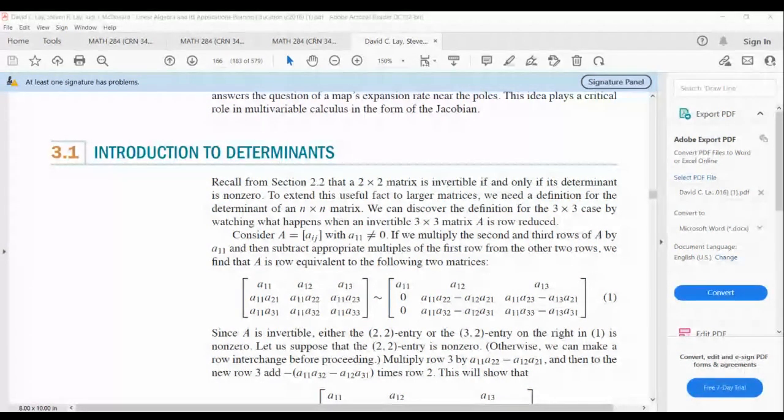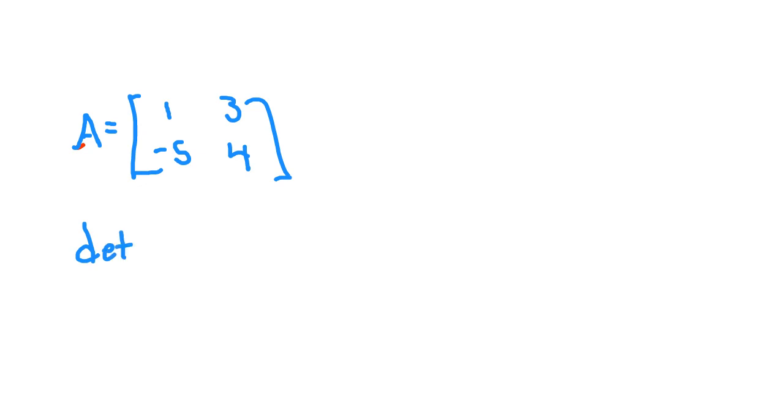So let me just bring up a quick example here in Blackboard. Okay, so a 2x2 matrix, 1, 3, -5, and 4. So if this is our matrix A, and we want to find the determinant of matrix A, there's several ways to denote determinant.